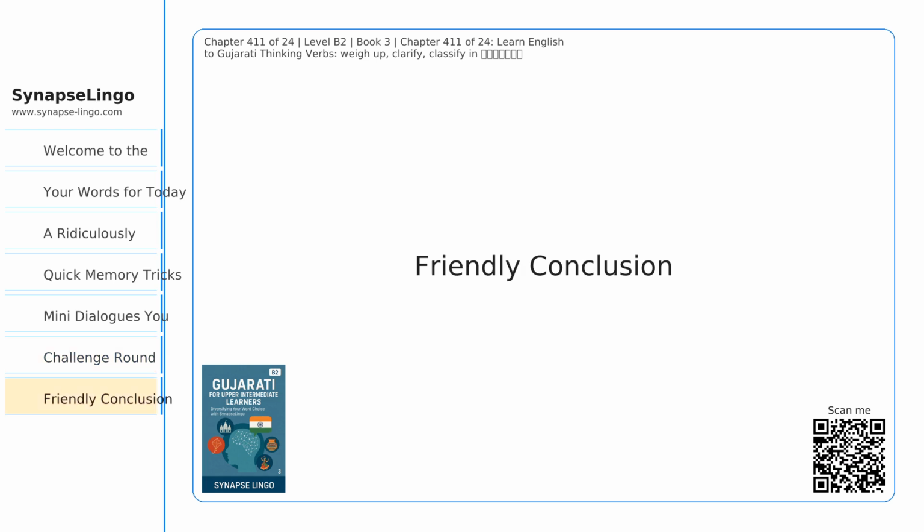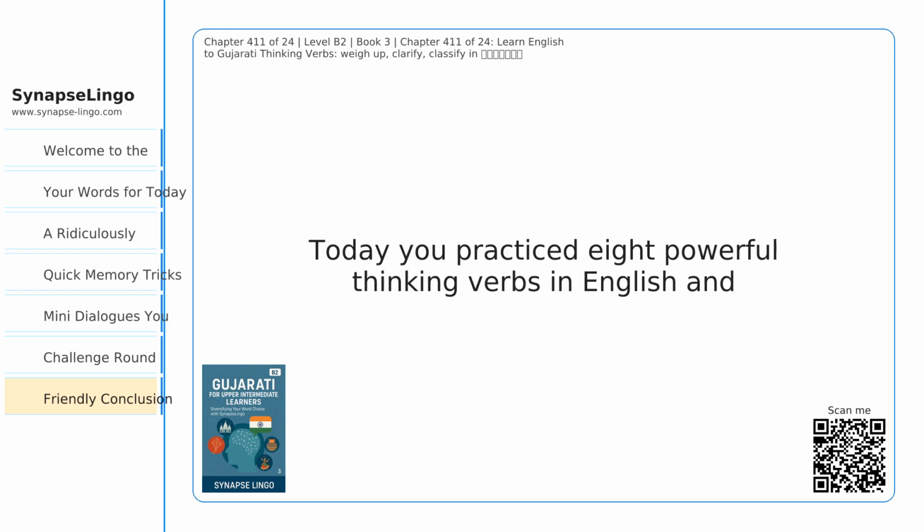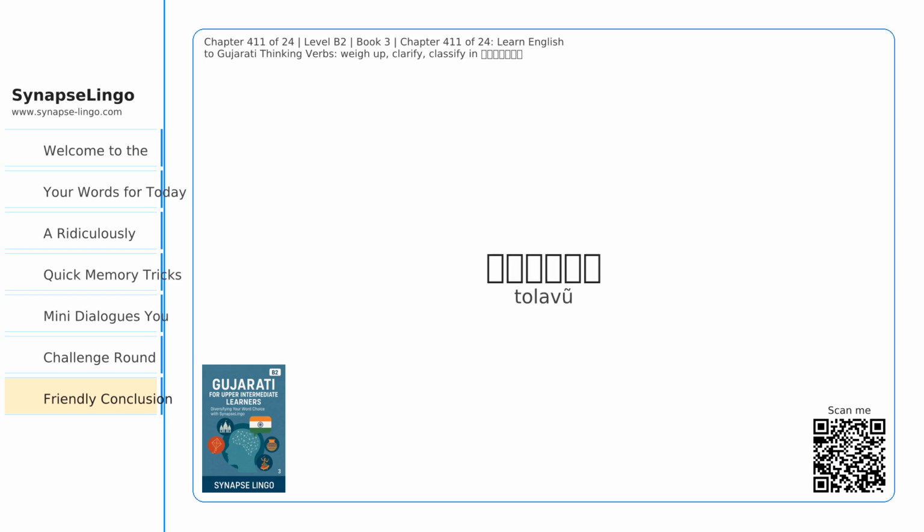Friendly conclusion. You did it. Your brain has officially done more exercise than some gym memberships. Today you practiced 8 powerful thinking verbs in English in ગુજરાતી. તોલવું. સાપેક્ષ બનાવવું. સમર્થન આપવું. સ્પષ્ટ કરવું. ઠોસ બનાવવું. ફરક પાડવો. વર્ગીકૃત કરવું. And ઉતરિત કરવું.